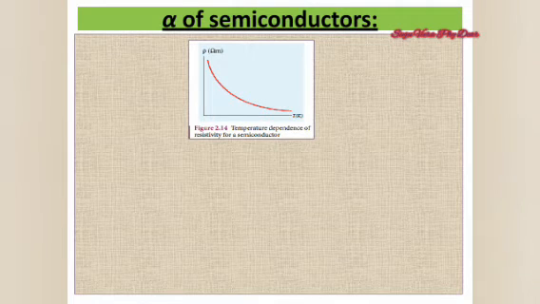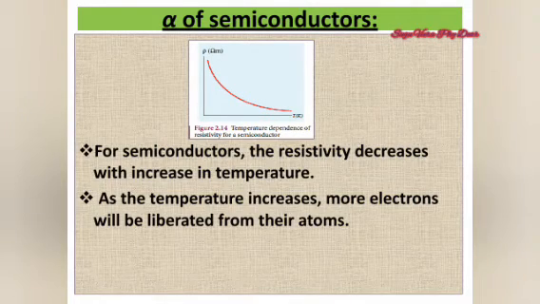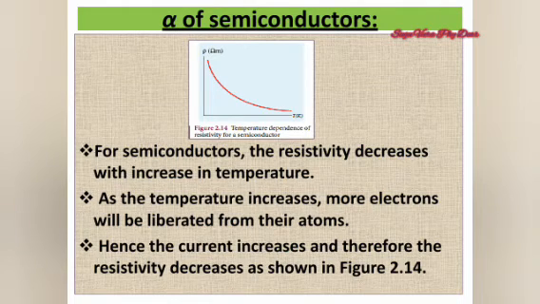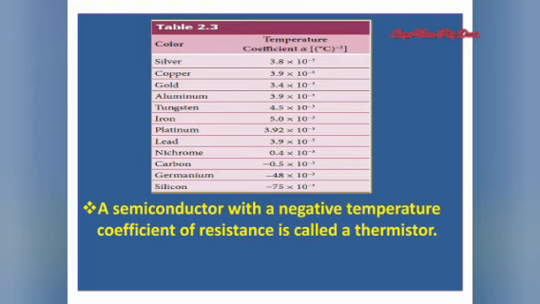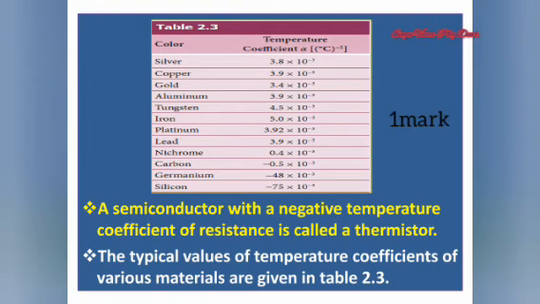The temperature coefficient of resistivity of a semiconductor. For a semiconductor, the resistivity decreases with an increase in temperature. As the temperature increases, more electrons are liberated from their atoms. Hence the current increases and therefore the resistivity decreases. A semiconductor with a negative temperature coefficient of resistance is called a thermistor. Here is the tabulation of the temperature coefficient of resistivity, the typical values for various materials.